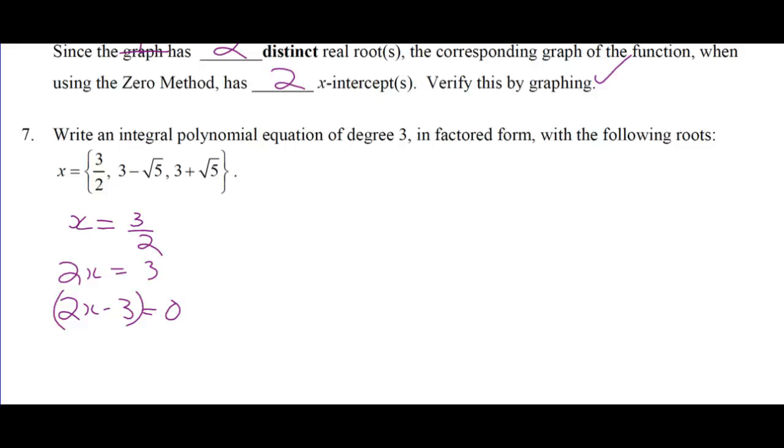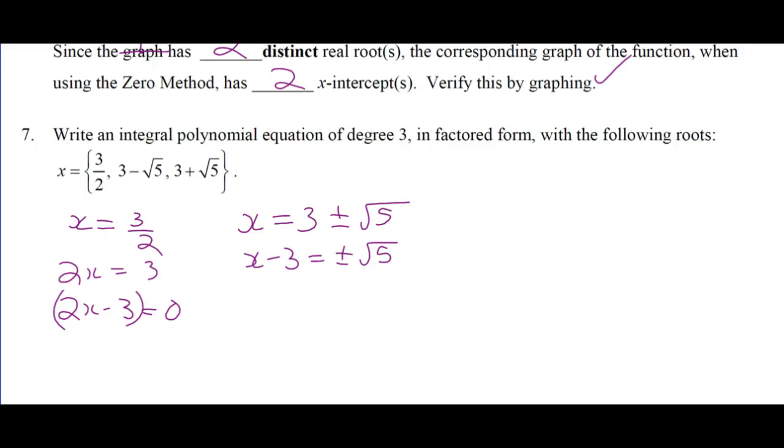And then we've got x is equal to 3 plus or minus root 5. So we're going to turn that into x minus 3 equals plus or minus root 5. Why is it plus or minus? Well, I could do them one at a time, or I could put them both together. So I'm just putting them both together. You could do them one at a time.